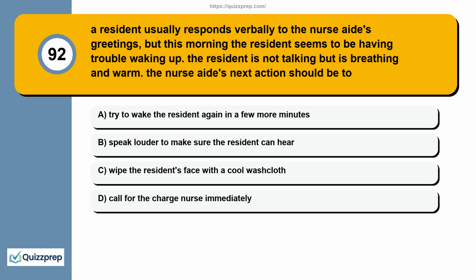Question 92. A resident usually responds verbally to the nurse aide's greetings, but this morning the resident seems to be having trouble waking up. The resident is not talking but is breathing normally. The nurse aide's next action should be to: option A, try to wake the resident again in a few more minutes. Option B, speak louder to make sure the resident can hear. Option C, wipe the resident's face with a cool washcloth. Option D, call for the charge nurse immediately.